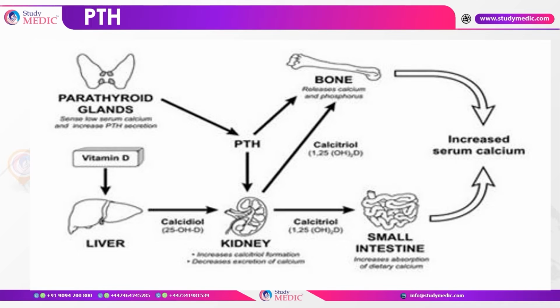So it will stimulate the osteoclasts, so the calcium from the bone goes into the bloodstream. In the small intestine, it will increase absorption, so the level of calcium in the blood increases. And in the kidney, it will decrease excretion of calcium in the urine. So by all these mechanisms, parathormone increases the levels of serum calcium.